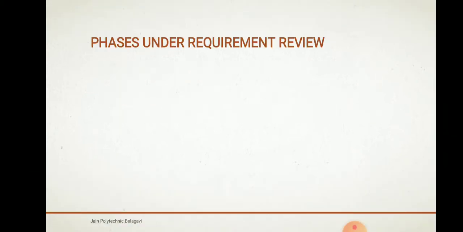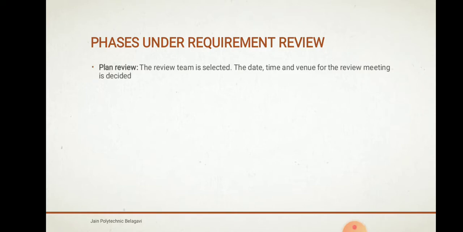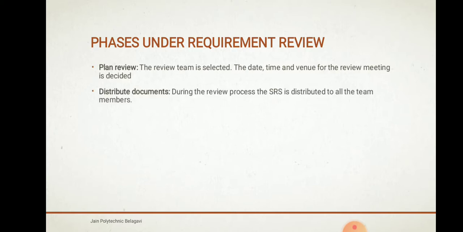Now which are the phases under requirement review? The first one is plan review. The review team is selected for reviewing the requirements, and the date, time and venue for the review are decided. Next, distribute documents. Once the team is selected, the SRS is distributed to all the team members who are going to review it.